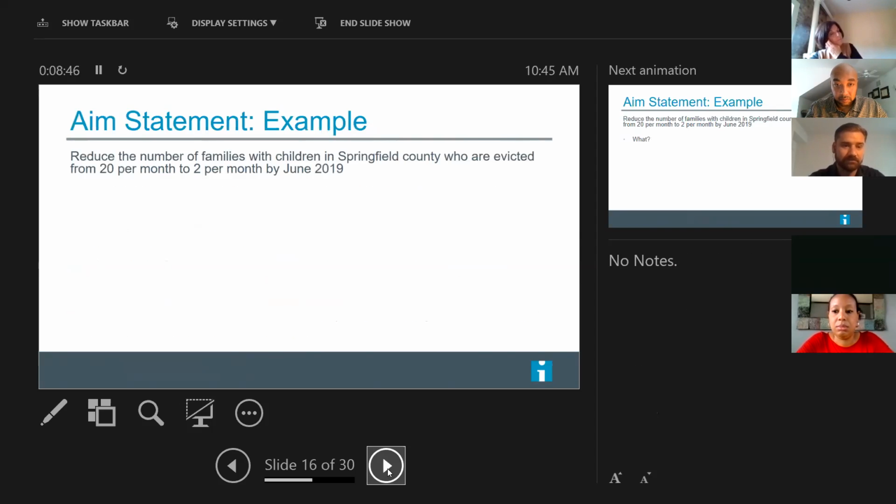So let me just do an example. If we were really thinking about trying to support eviction, we would want to reduce the number of families with children in Springfield County who are evicted from 20 per month to 2 per month by June 2019. So just feel free to chime in, chat in. What's the what here? What are we trying to improve? And Drew, if you don't mind watching chat, because I can't quite see the chat box.